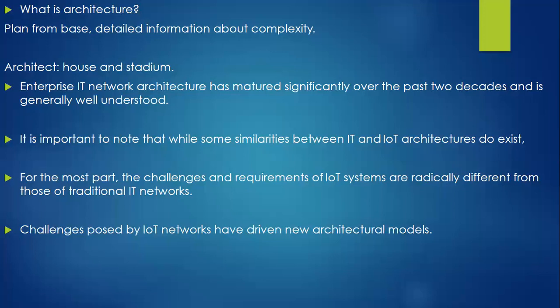It is important to note that while some similarities between IT and IoT architecture do exist, for the most part the challenges and requirements of IoT systems are radically different from those of traditional IT networks. Although we have some similar functionalities in IT and IoT networks, we need to observe some crucial differences between them. The challenges posed by IoT networks have driven new architectural models, which lead us to some new architecture. You may ask, what is the difference between IT and IoT?